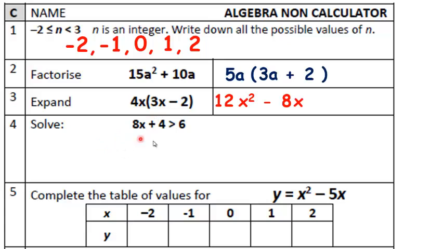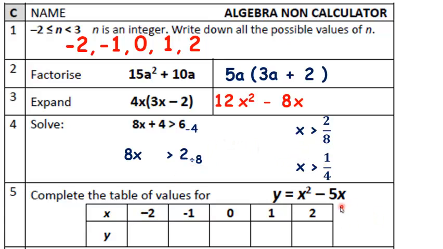Okay, question 4. Need to get rid of this plus 4 here. So I'm going to minus 4. 6 minus 4 is 2. I have 8x left behind, and don't forget to put that inequality in. I need to get rid of the 8. That 8 is times the x, so I divide by 8. 2 divided by 8, I could write that as a fraction. Let's simplify that fraction to a quarter. Make sure you put the inequality in here every single time, or else you lose a really easy mark there.